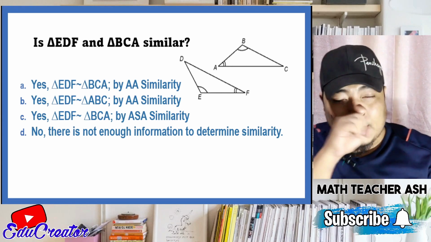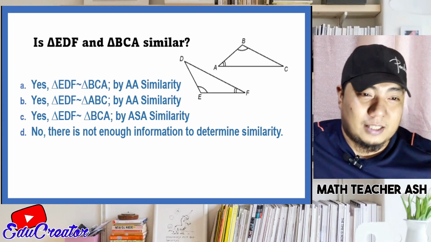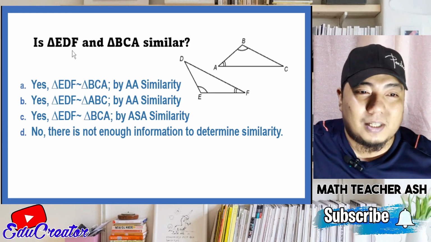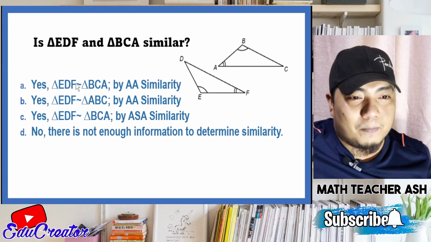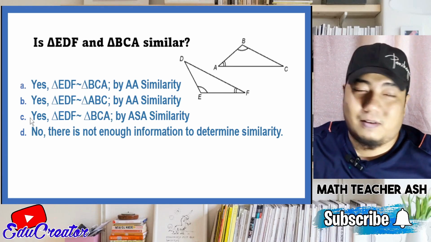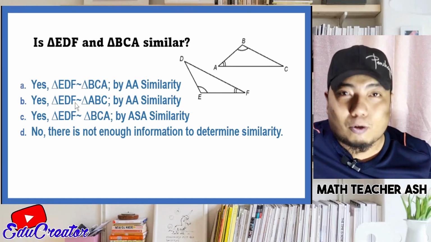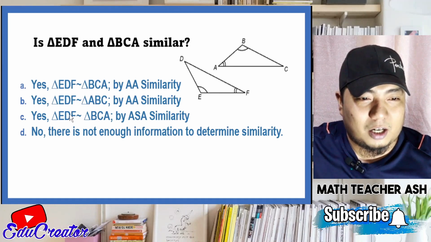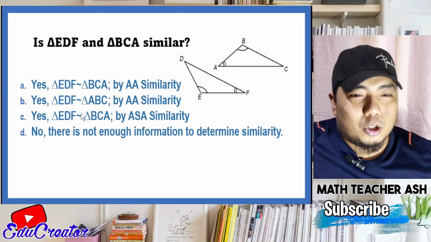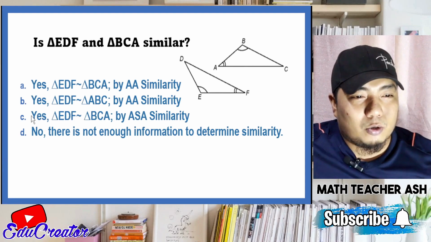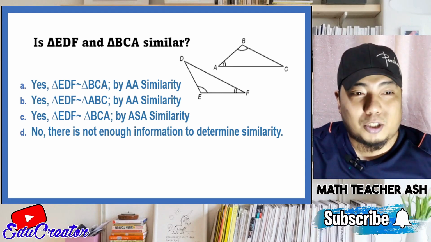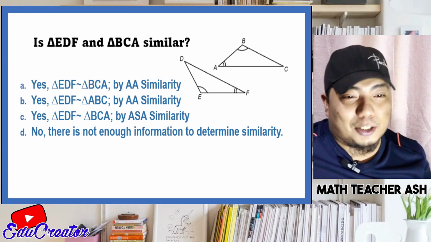Okay, my dear math learners, basically the statement itself is focusing on triangle EDF and BCA. So in your choices, you should just focus on those triangles. So EDF, BCA. So there are two here, right? Okay. So somehow we could only choose from A and C. The question is, which among the two is the correct answer?